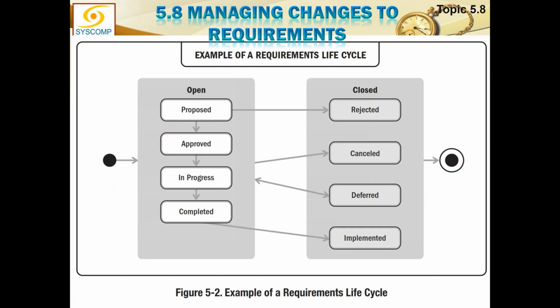So here is the diagram example of the requirement life cycle. You see, the example of a requirement life cycle shows there are certain open requirements and there are certain closed requirements. So the open requirements are proposed, approved, in progress, and then completed. But during this process, when they are being proposed, they could be rejected. And while they are approved and in progress, at that stage, we could cancel them or defer them. And when a requirement is complete, it is implemented. So this is the life cycle of the requirement.